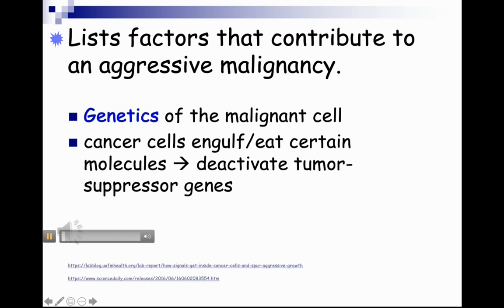There are certain factors that contribute to aggressive malignancy, the most important of which are the genetics of the malignant cell. So not even all cancers of the same type are equal. The genetics can be different and can affect how quickly the cell grows and metastasizes. Cancer cells also have the ability to engulf or eat certain molecules that deactivate tumor suppressor genes. And if you deactivate tumor suppressor genes, you don't suppress tumor growth. And cancer cells can divide and divide and divide.